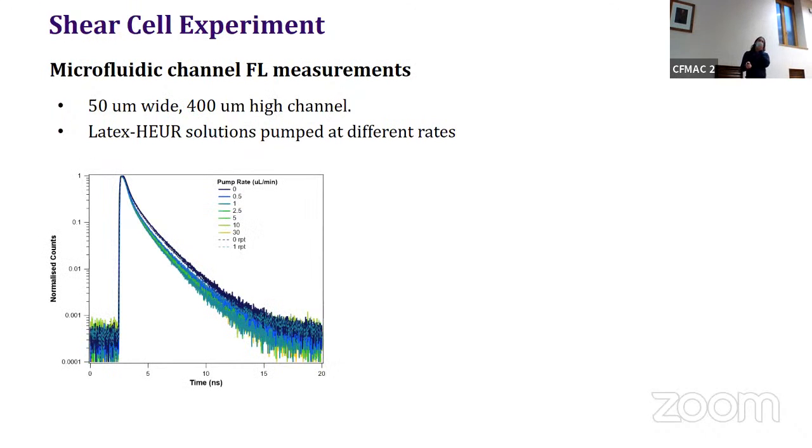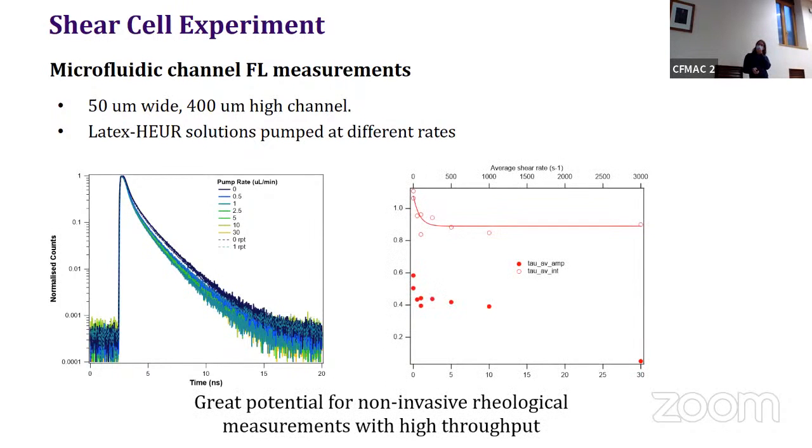Each of these is for a different shear rate, or sorry, pumping rate. So the faster we go, the more this lifetime changes. If we translate this, and we represent here the lifetimes as a function of the shear rate or the pumping rate, you can see that shear thinning behavior. You can see the same trend.